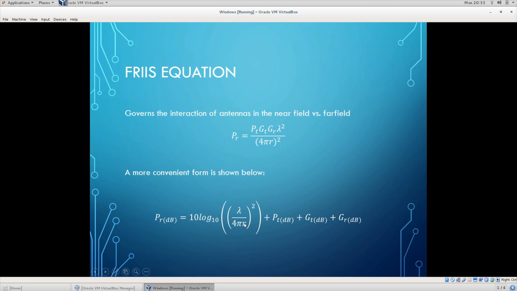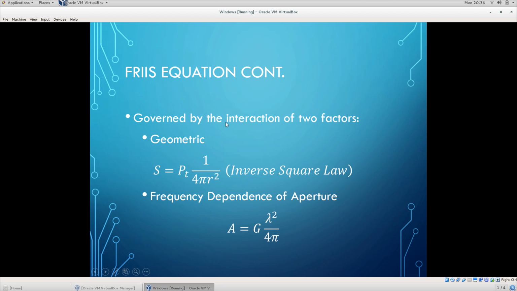So this one you can consider as a variable, and the rest of these are constants. Basically, the further away you get, the less received power you have, which makes sense. But this is the mathematical formulation for why that happens. You actually have to use this formula in the lab as part of the experiment this week.